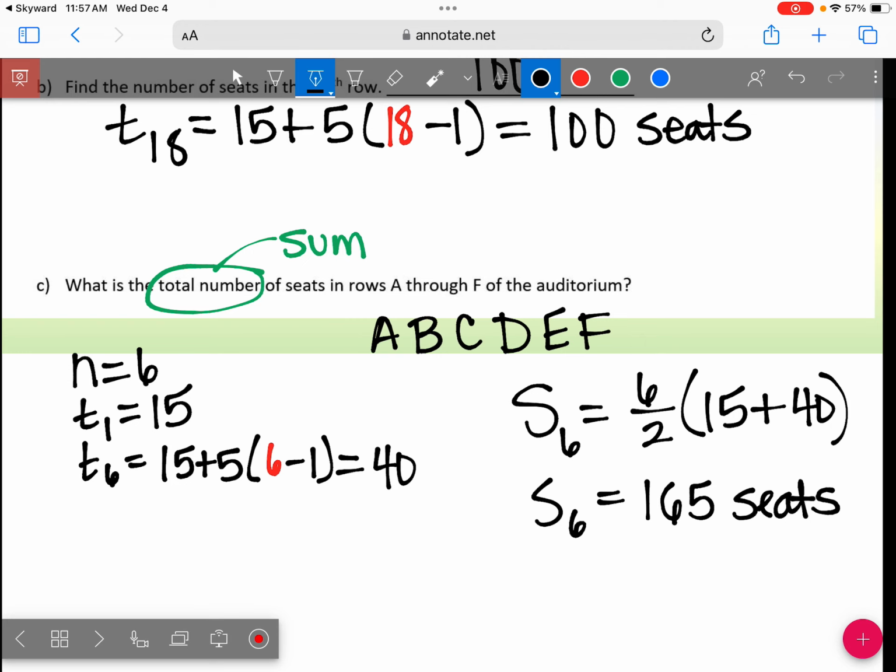All right, I want you to look at question 4. We got a concert hall, and I want you to try to write a rule for part A. Read question 4. Try to write your rule.